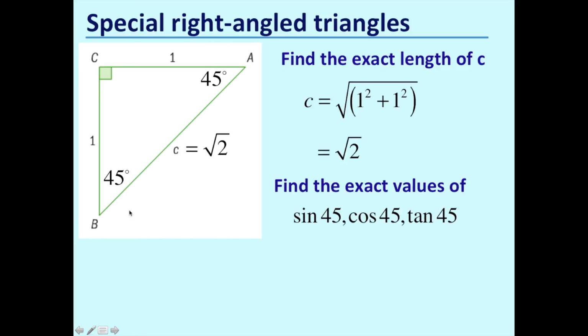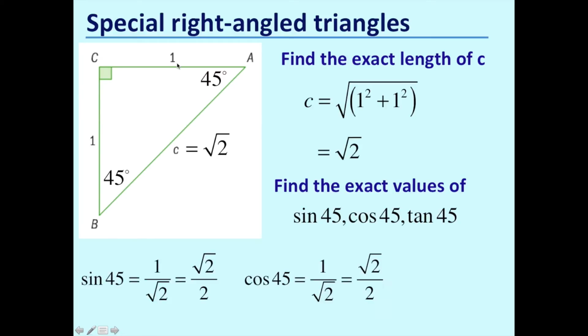Finally, tan 45, opposite over adjacent, will give us 1. So these are three very important values. You'll see here that even though I've written sine 45 equals 1 over root 2, which is the exact value, I could rationalize the denominator and express it as root 2 over 2. Both of these are correct.